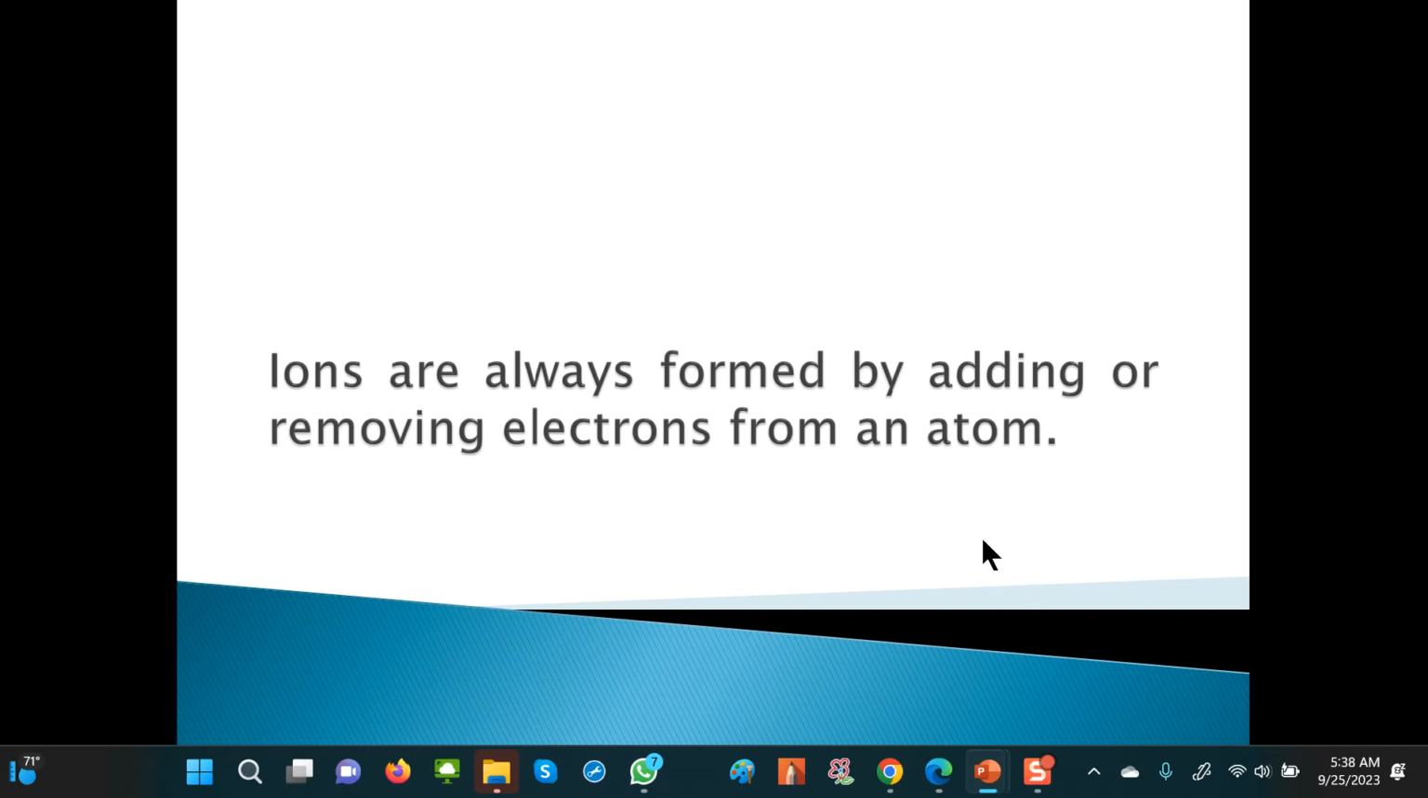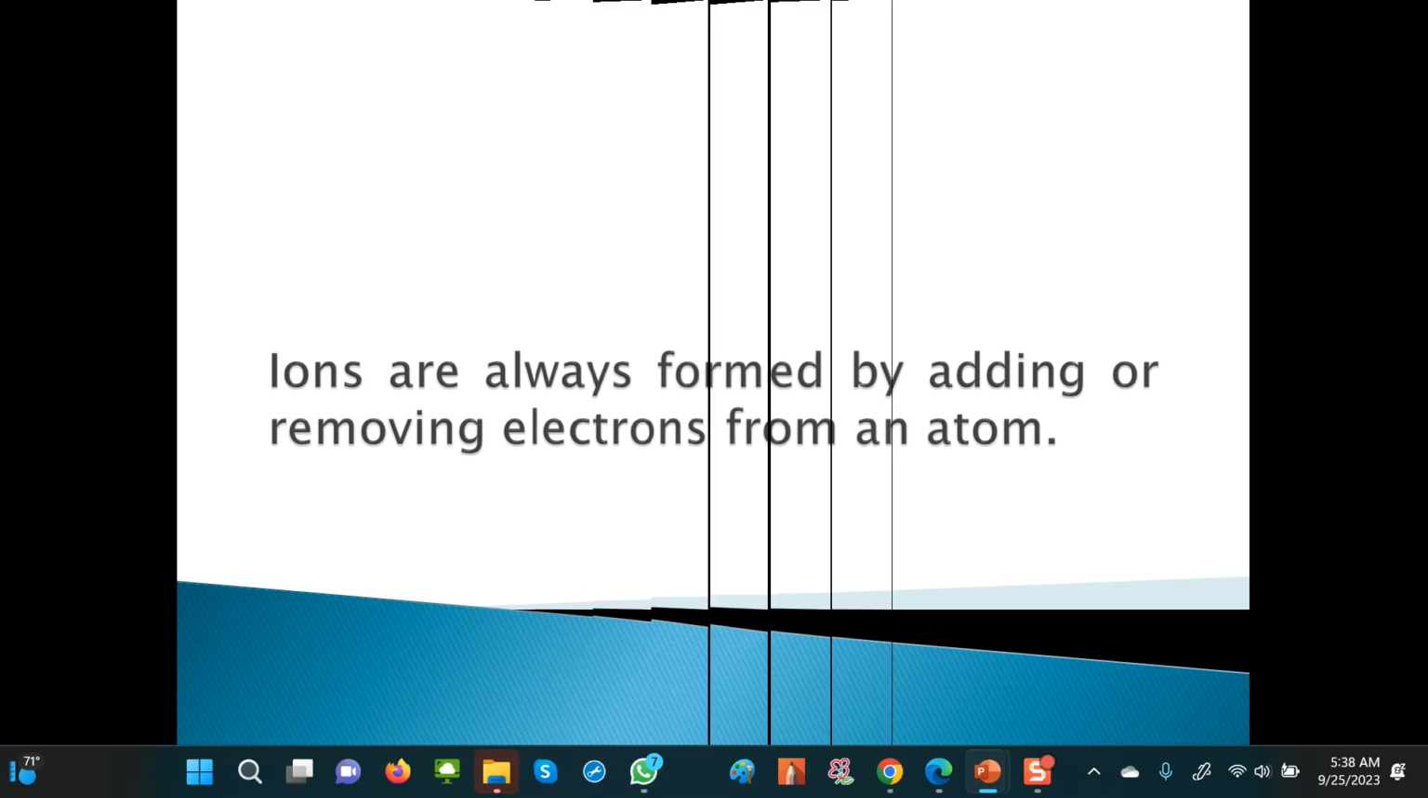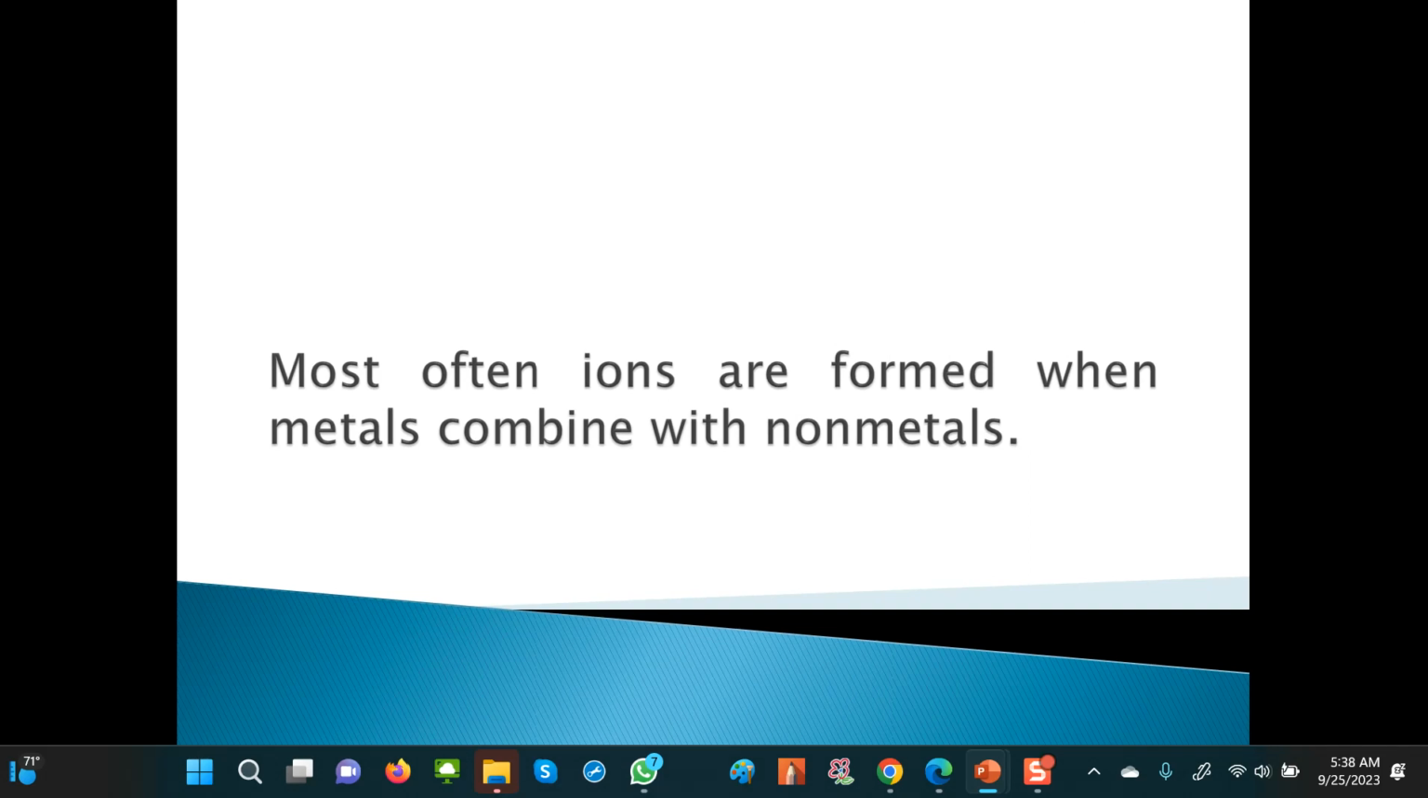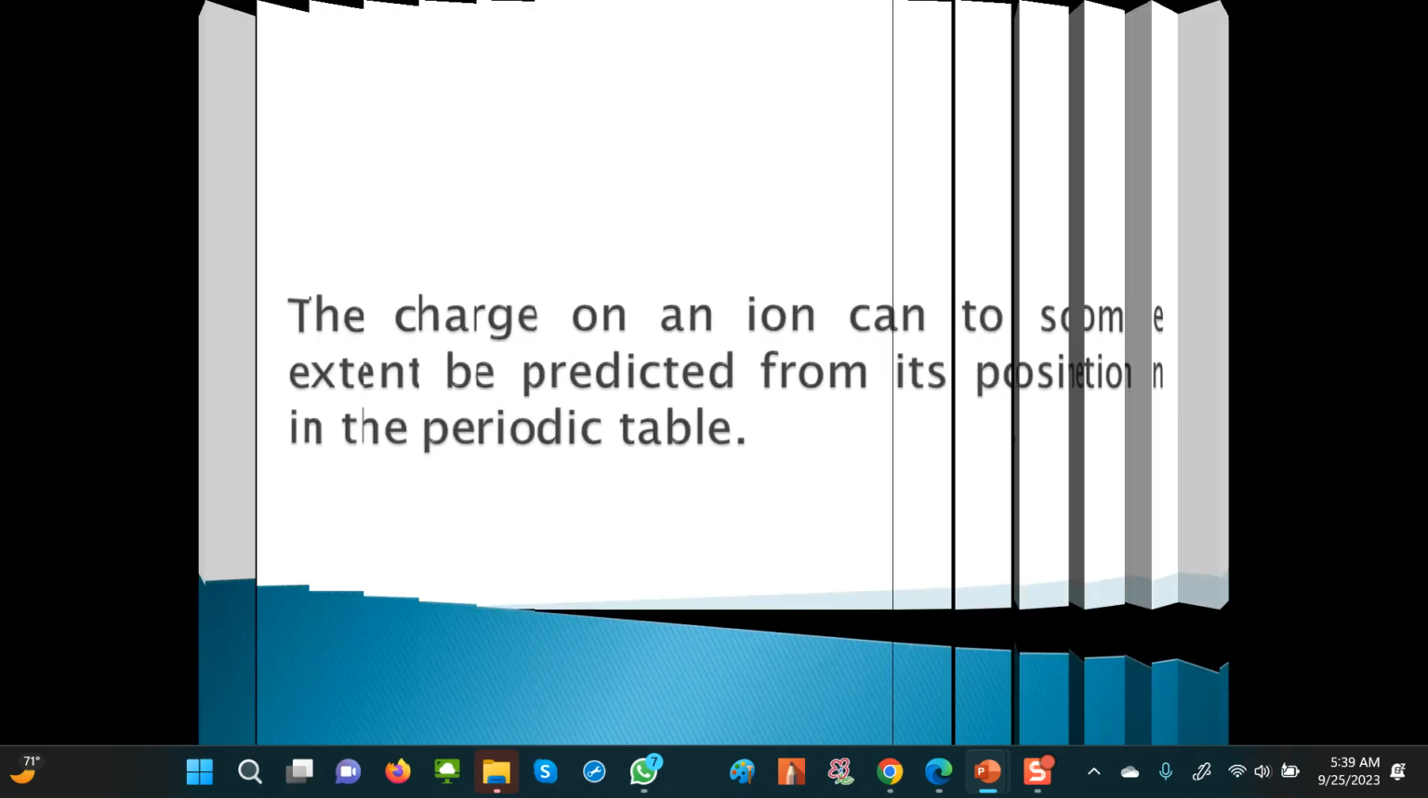Okay, so let's talk about the formation of an ionic compound. As stated here, ions are always formed by the addition or removal of electrons from an atom. Most often, ions are formed when you have a combination of metals and non-metals. If you remember, we said earlier that metals tend to be found on the left side of the periodic table, and non-metals tend to be found on the right side. Therefore, an ionic compound is usually formed between metals and non-metals.